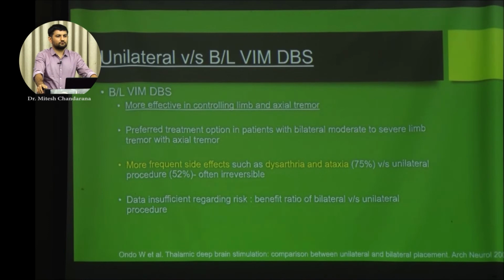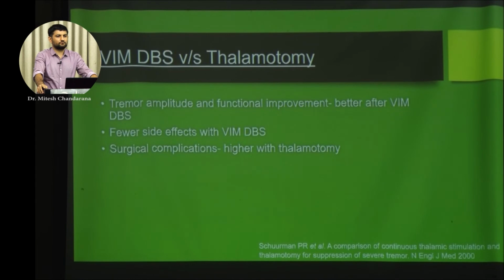Unilateral versus bilateral. Bilateral is ideally more effective. If the patient has both upper limb tremor as well as head tremor, axial tremors, then bilateral is more effective, but the chances of side effects are high. VIM DBS versus thalamotomy: VIM DBS wins the race in this because tremor amplitude and functional improvement is better, side effects are fewer, and surgical complications are also lower with DBS.